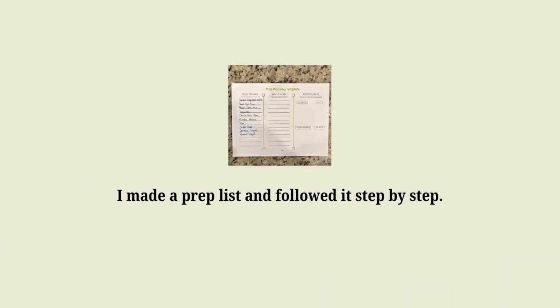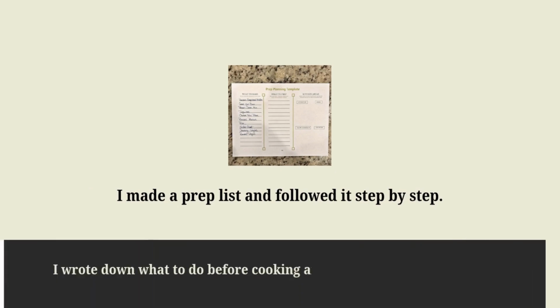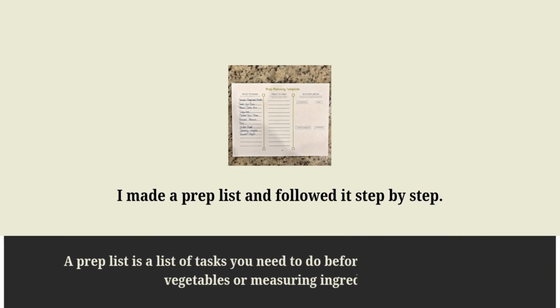I made a prep list and followed it step by step. Or I wrote down what to do before cooking and followed each step one by one. A prep list is a list of tasks you need to do before cooking, like cutting vegetables or measuring ingredients.